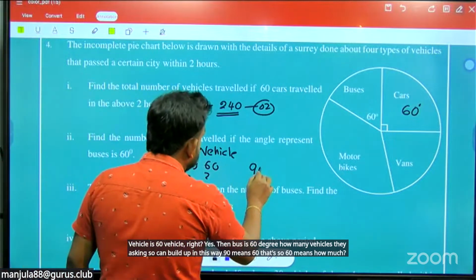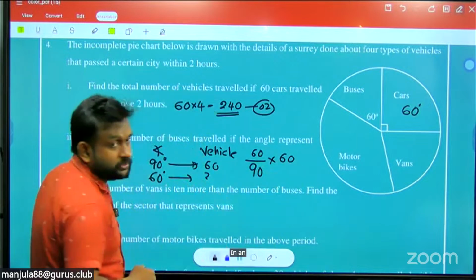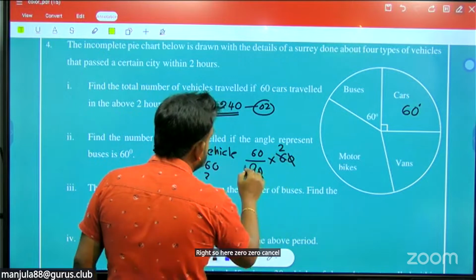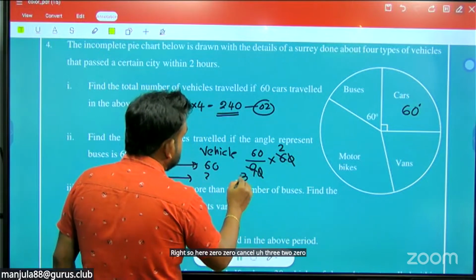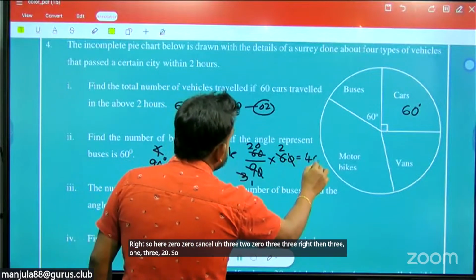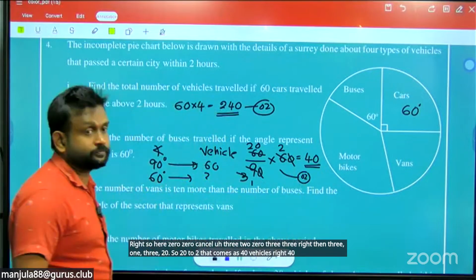If the vehicles are 60, right? Find 60 means how much? Right. So here 0, 0 cancel. 3, 2, 3, 3. Right, then 3, 1, 3, 20. So 20 into 2, that comes as 40 vehicles, right? 40 vehicles, 2 marks.